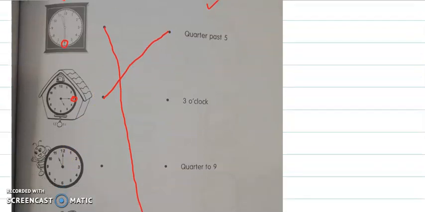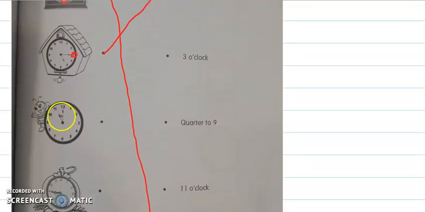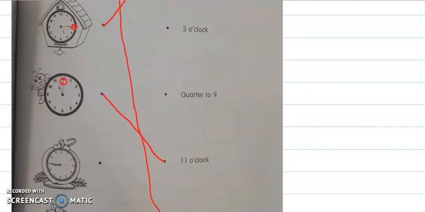And if I look at the next clock, you can see the minute hand is at 12, so it means it is o'clock. And the hour hand is at 11, so I will say it is 11 o'clock. And here I have 11 o'clock, so I will match it.